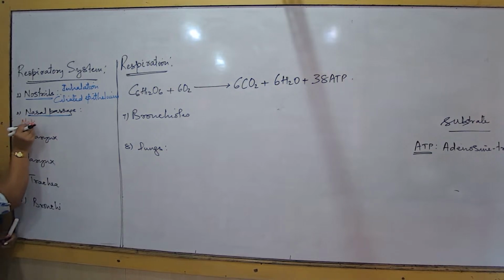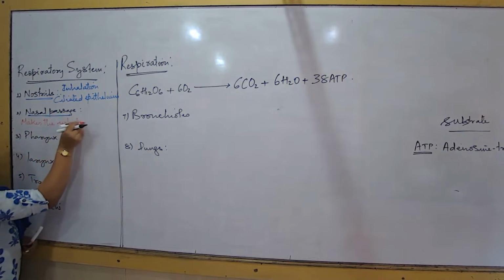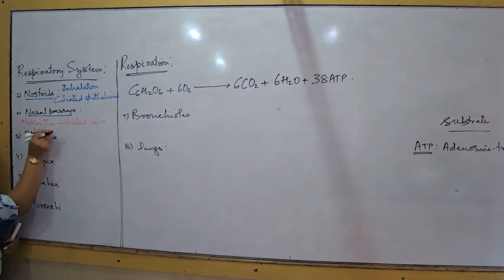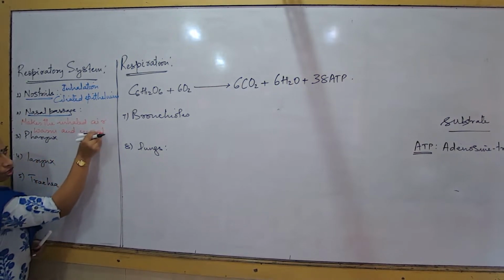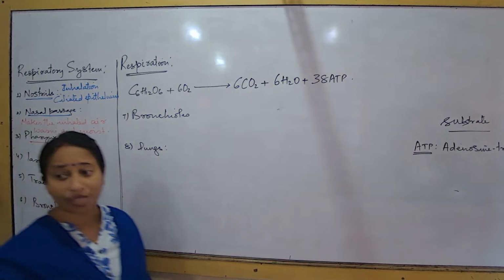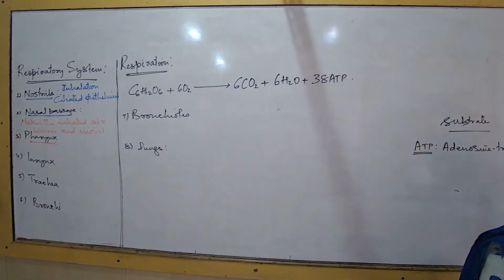So what is the basic function? Makes the inhaled air warm. Makes the inhaled air warm as well as moist. Warm and moist, also if the air is extremely dry. So these are the basic functions. Pharynx, what is pharynx now? Already you know the basic concept of esophagus. What was esophagus? Passage of food pipe.